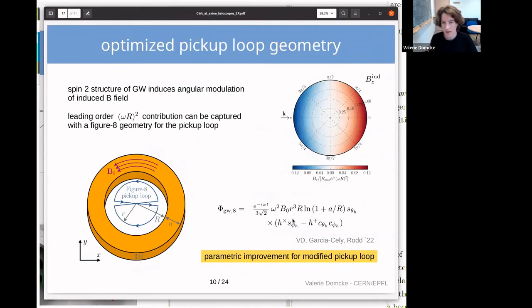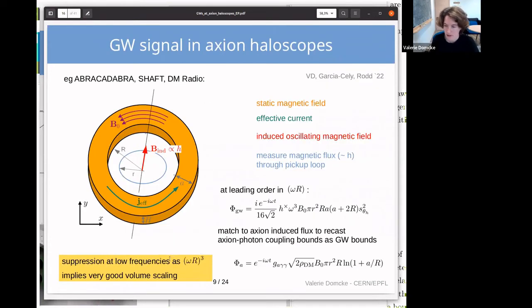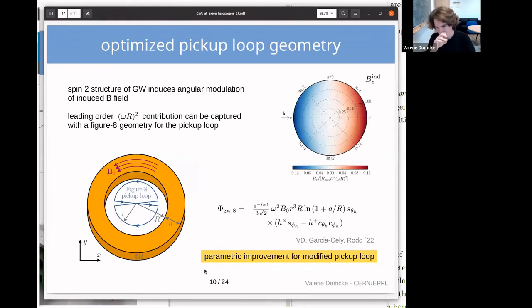Okay, but actually this factor was, to us, a bit surprising. We hadn't seen this coming. So we tried to understand why this is happening for the gravitational wave case, and why it is not happening for the axion case. One of the things happening here is, when you look at the leading order contribution of this flux, I'm looking at the pickup loop now, and the colors encode the value of the magnetic field as it flows through the pickup loop. The blue and the red correspond to negative and positive values.